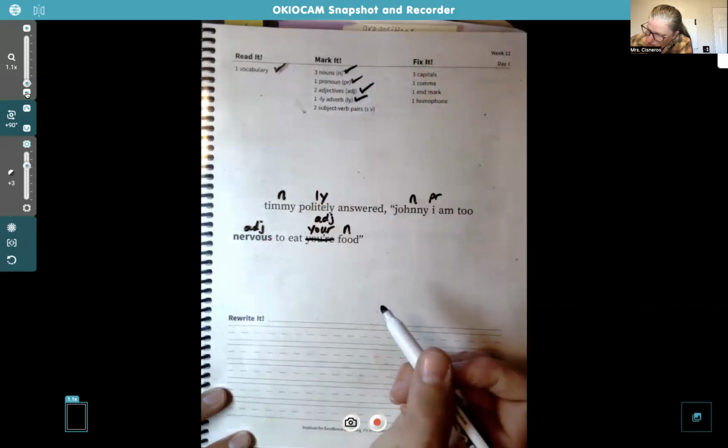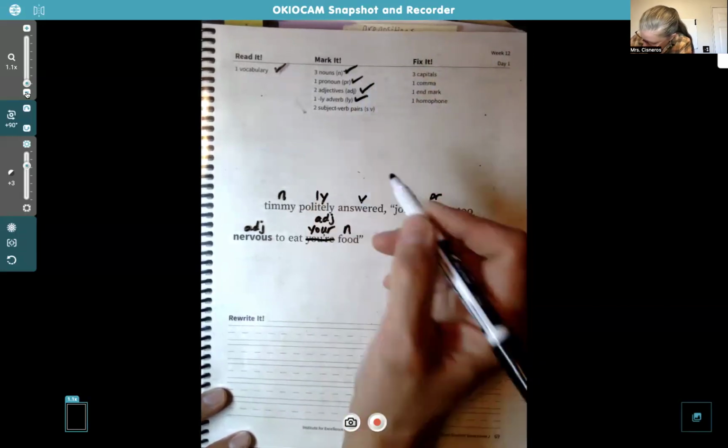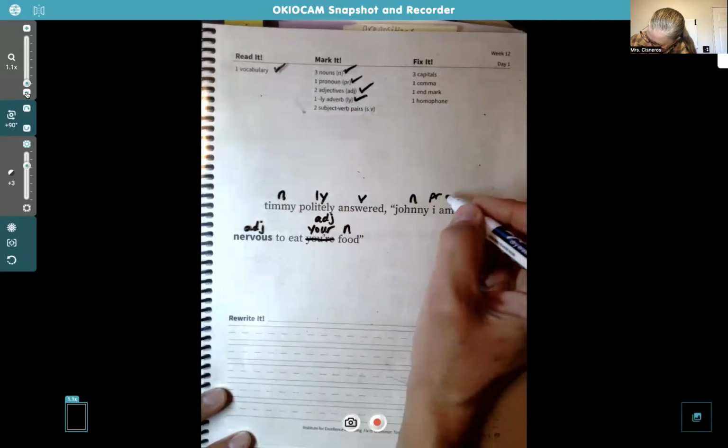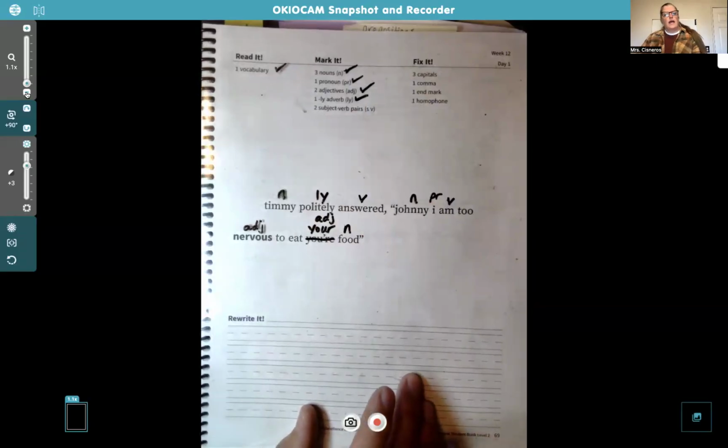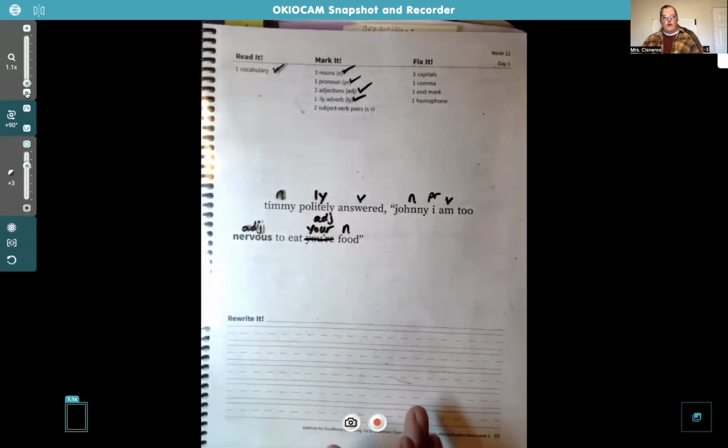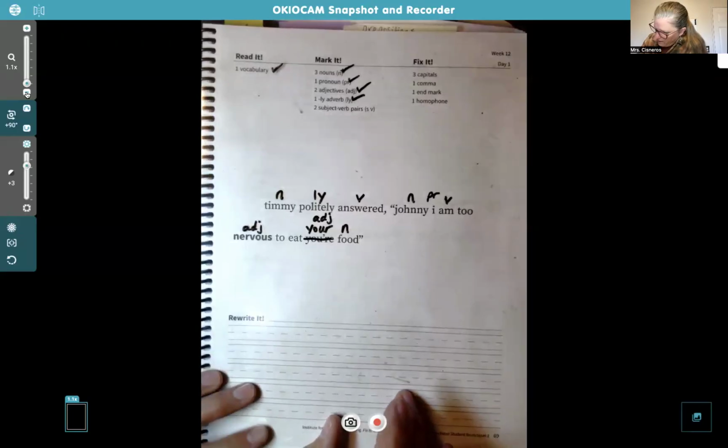And the subject-verb pairs. Well, I know answered is a verb. And I know am is a linking verb. So those are the two verbs in this sentence. So am is linking the pronoun to the adjective. So it's describing that pronoun I. That's what the adjective is doing. So we need a word in between to link those two together. I am too nervous, okay?